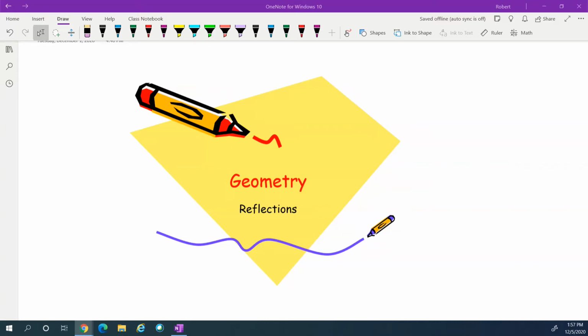All right, guys. Well, we're back with our next type of transformation, and we're going to focus on reflections. So let's jump right into it.